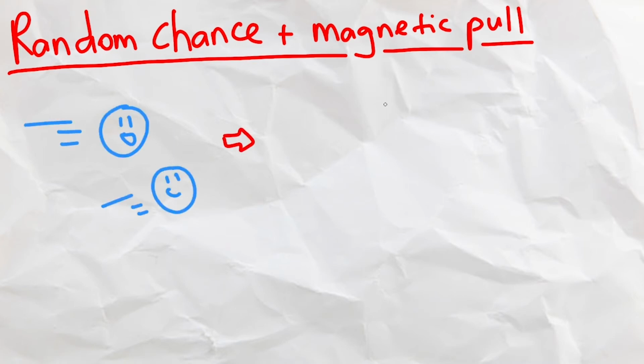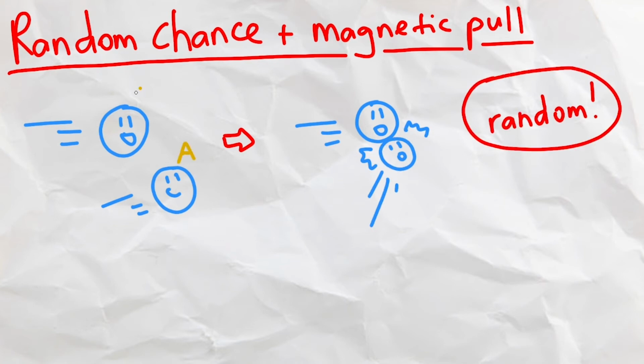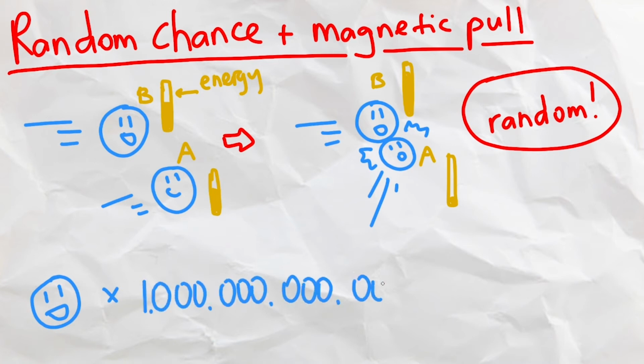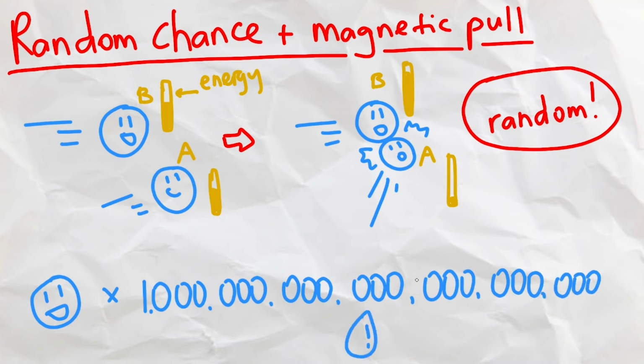There are two factors, random chance and magnetic pole. As the water molecules slide around, some of them may bump into each other completely randomly. Say water molecule A bumps into water molecule B. Some of the energy carried by A is transferred into B, and this can happen billions and trillions of times per second, as there are over 1 sextillion molecules of water in a single drop. That's 1 followed by 21 zeros.